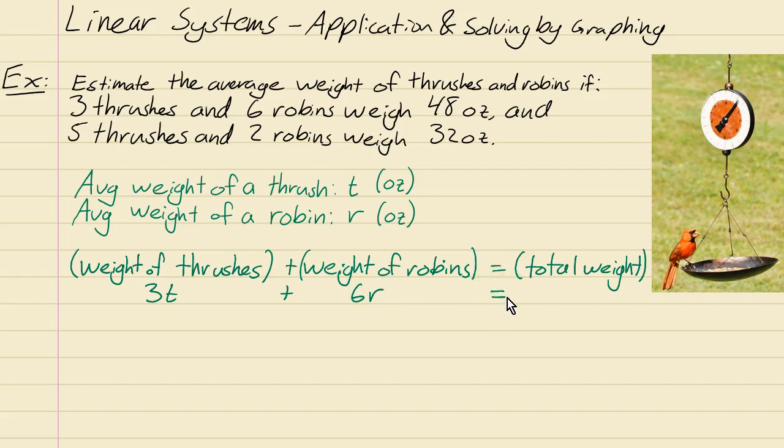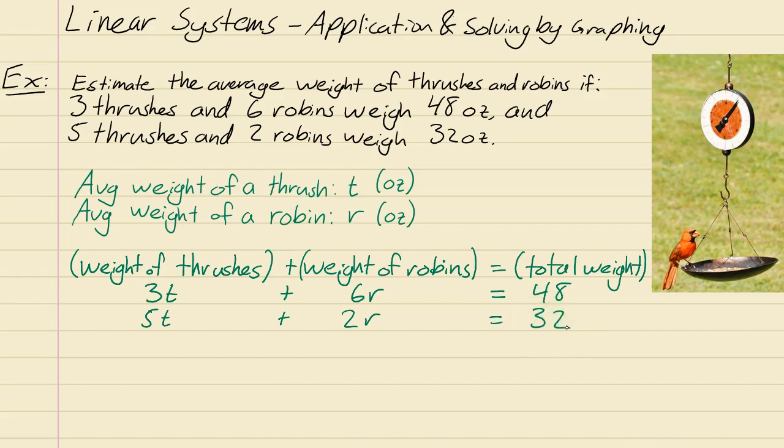And that should add up to the total weight of all those, which is 48. Likewise, 5 thrushes are going to weigh 5 times the average weight of 1 thrush. 2 robins weigh 2 times the average weight of 1 robin, if these are indeed average robins, but that's our best guess. These robins might be a little heavier or lighter than an average robin, but we have to make our best guess and assume that these are average weight robins if we're going to get the average weight of these robins. It should work pretty well.